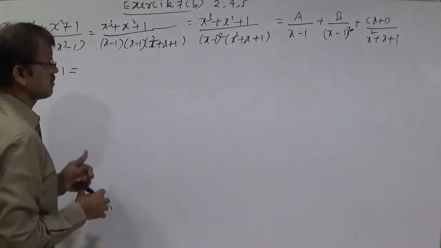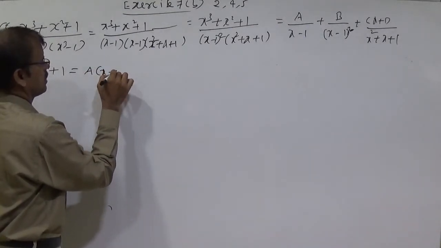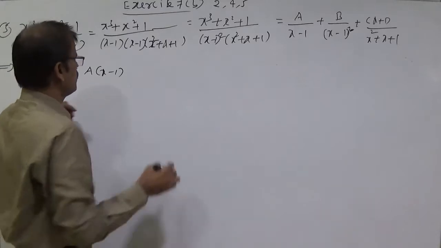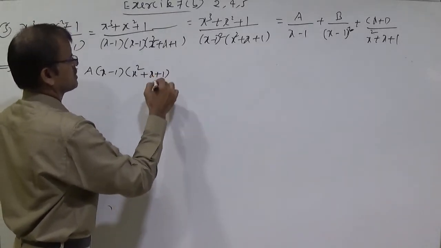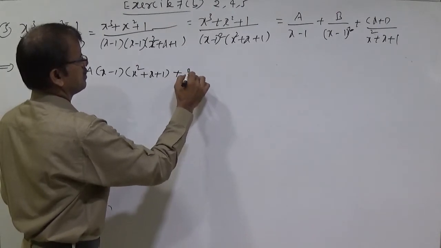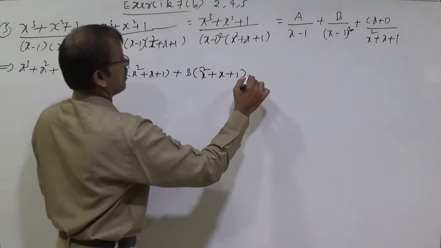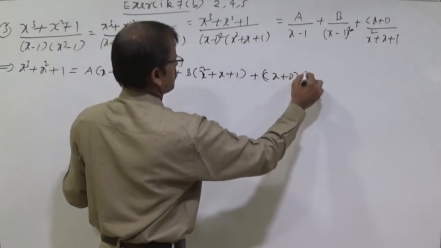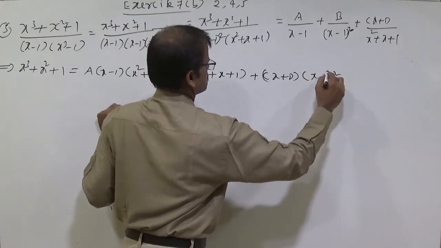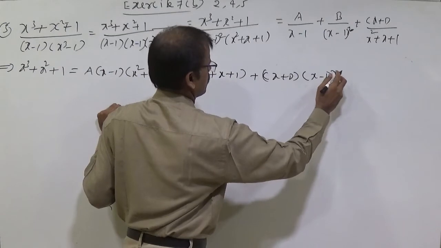I am not writing the sum. I am not writing the step. You try to understand. Here I am writing A into (x minus 1) into (x square plus x plus 1), plus B into (x square plus x plus 1), plus (cx plus d) into (x minus 1) whole square. That's all.